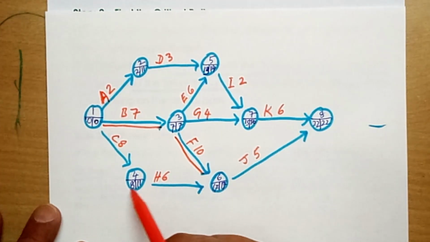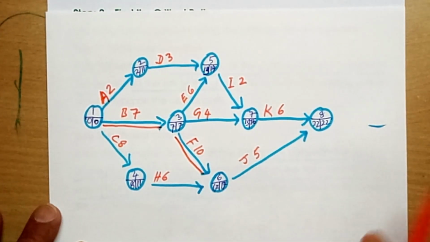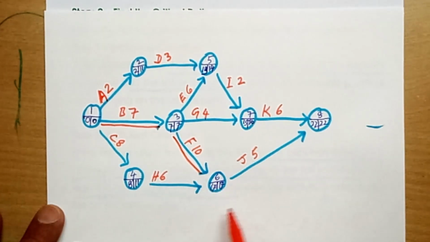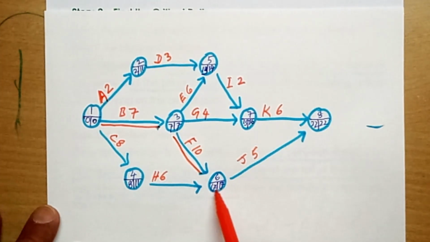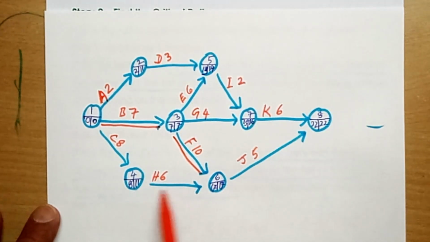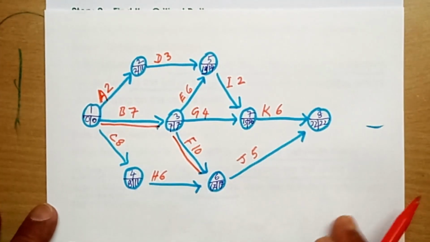Obviously, earliest start and latest finish are not equal, so this cannot be a critical activity. The first condition is failed. In this case, of course, although the arrowhead has equal earliest finish, earliest start and latest finish, the arrow tail has different earliest start and latest finish. So again, the first condition is failed, so this is not a critical activity.